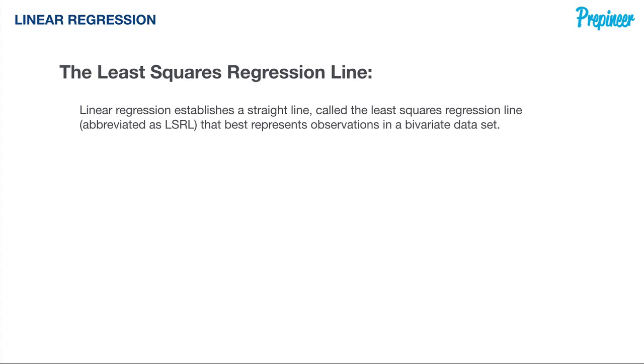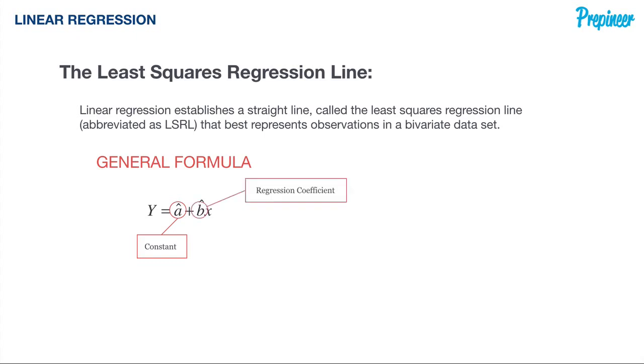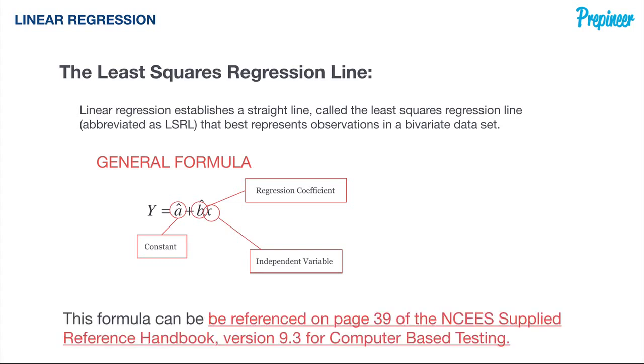Suppose y is a dependent value and x is an independent variable. The population regression line is then y is equal to a hat plus b hat x, where a hat is a constant and the y-intercept, and b hat is the regression coefficient and the slope. X is the value of the independent variable, and y is the value for the dependent variable. This formula can be referenced in its basic form on page 39 of the NCEES Applied Reference Handbook. Again, that's version 9.3.